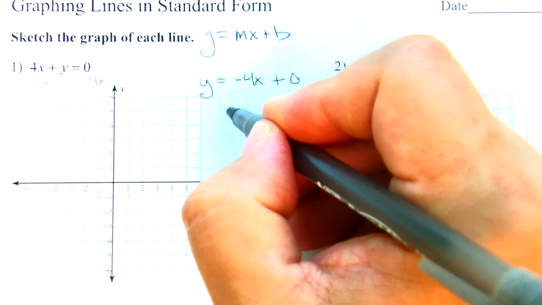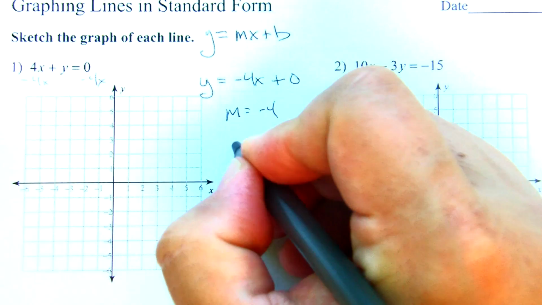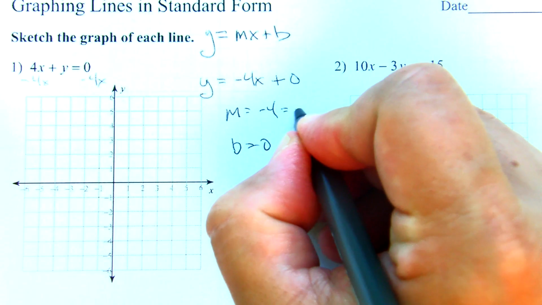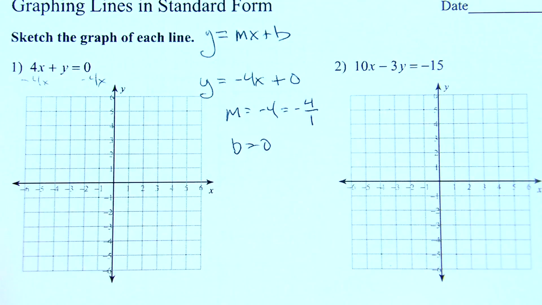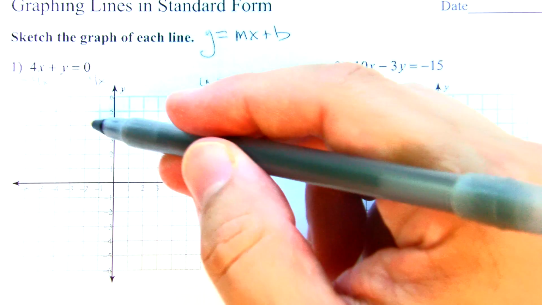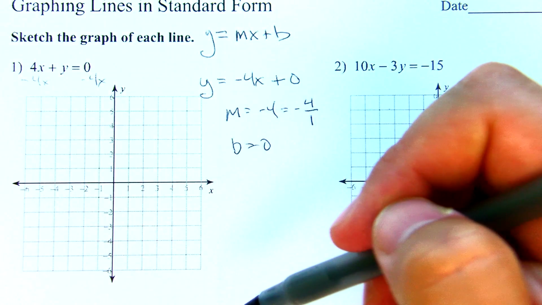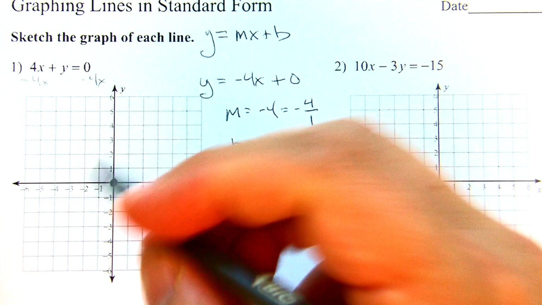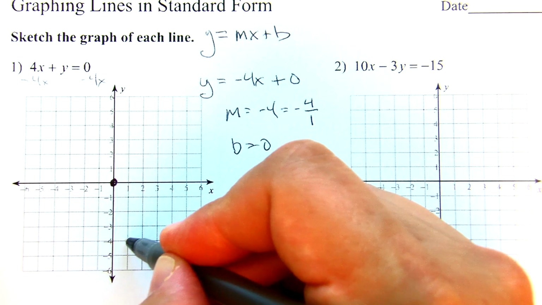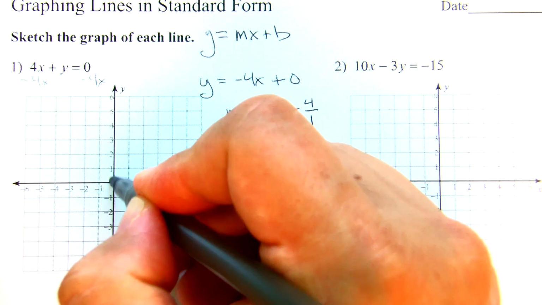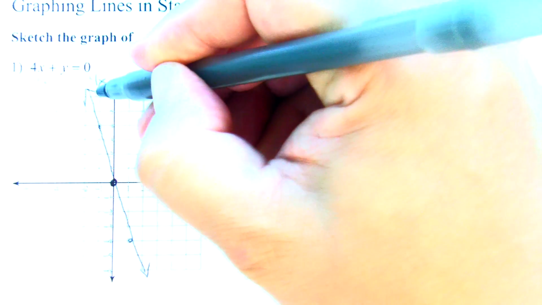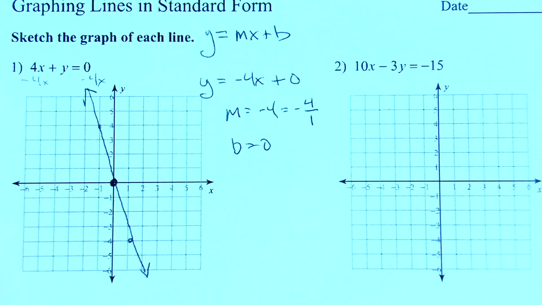Now my slope is negative 4, and my y-intercept is 0. Remember, negative 4 is the same as negative 4 over 1. It's negative, so the line's going to be going down as I go left to right. The y-intercept is at 0, so right here, the origin. Then I'll just go down 4 over 1. I can also go up 4, back 1, and then connect the dots. There you go. There's my line.